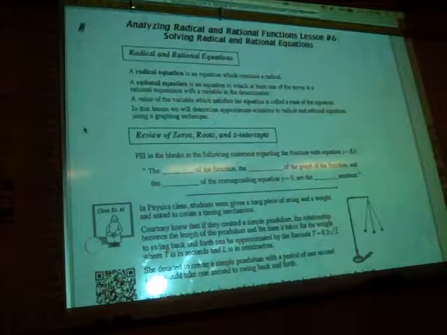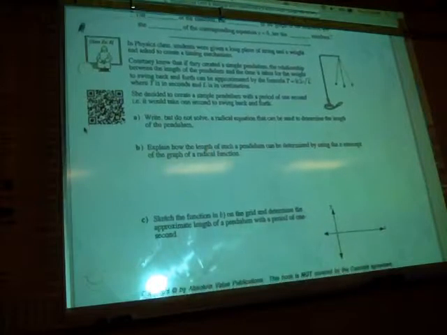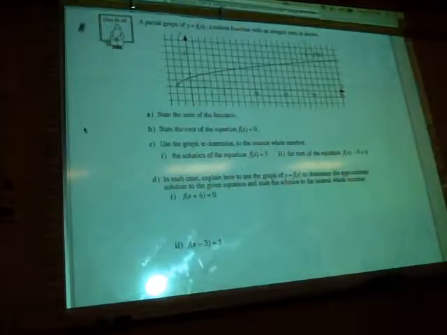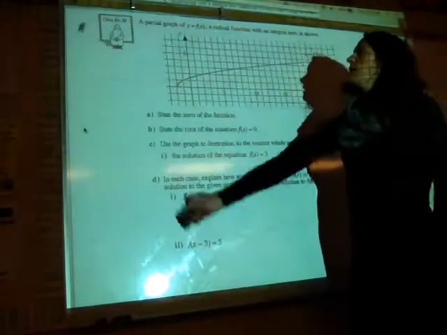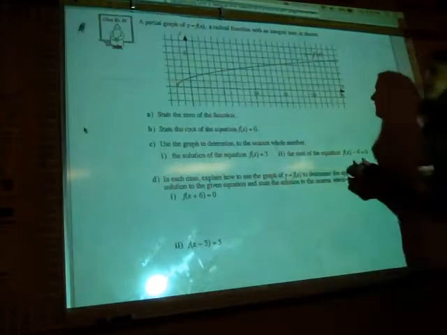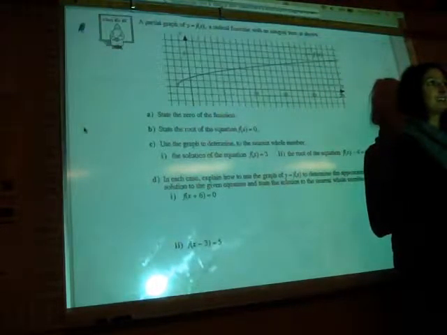Rational equations. We are going to skip this word problem, and I'm going to just get right to the example with the graph, example 2. So here, a radical function, y equals f of x, is provided for you. And just by looking at that graph, we're going to interpret some of the information. So first of all, state the 0 of this function. State the x-intercept.